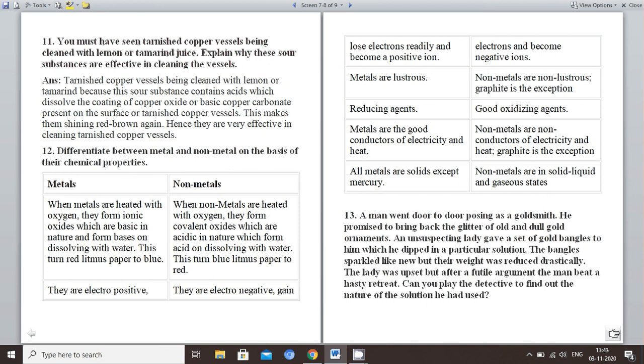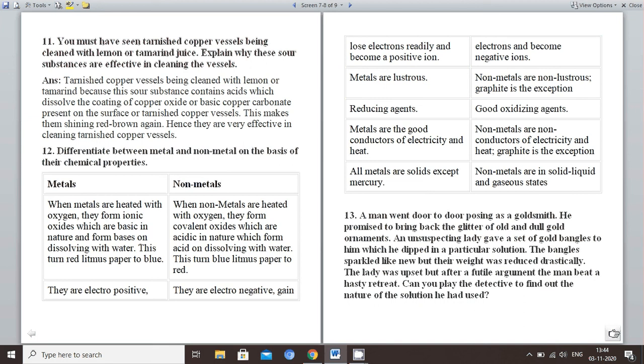The bangles sparkled. So what he did: an unsuspecting lady gave a set of gold bangles to him which he dipped in a particular solution. The bangles sparkled like new but their weight was reduced drastically. अब एक्चुअली में एक लेडी ने अपने बैंगल्स दिए जिससे वो शाइन तो हो गया, गोल्ड स्मिथ ने क्या किया, उसे एक सॉल्यूशन में डिप किया एंड डिप करने के बाद गोल्ड शाइन तो कर गया, जो बैंगल से वो शाइन कर गए, बट उनका वेट कम हो गया. The lady was upset but after a fruitless argument the man beat a hasty retreat.